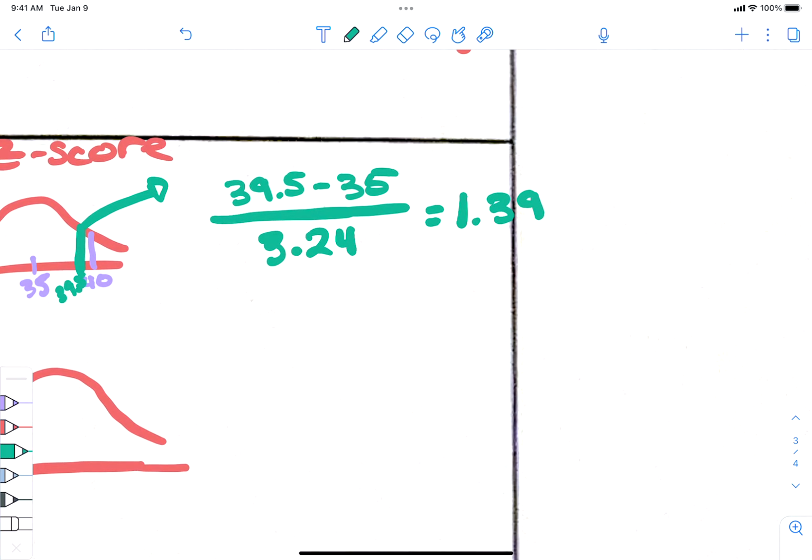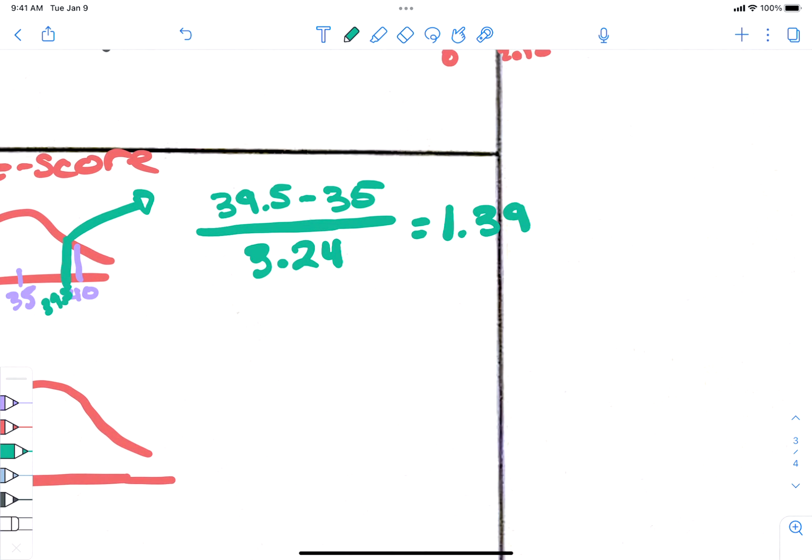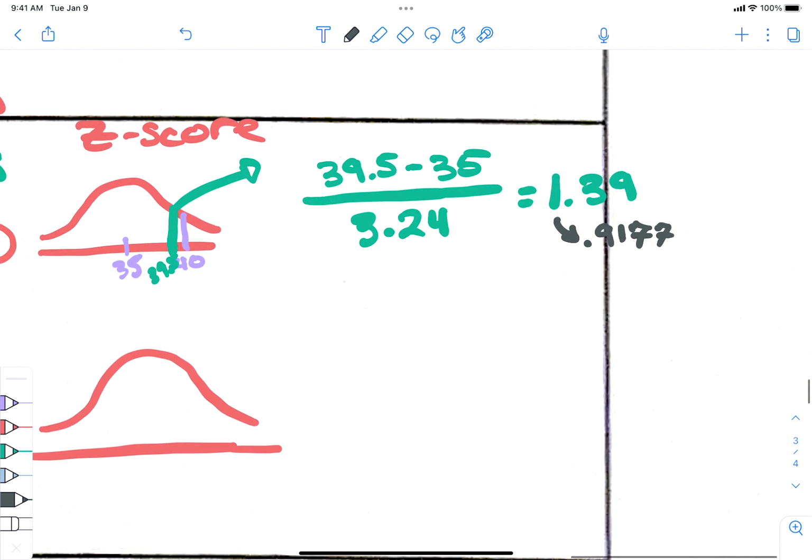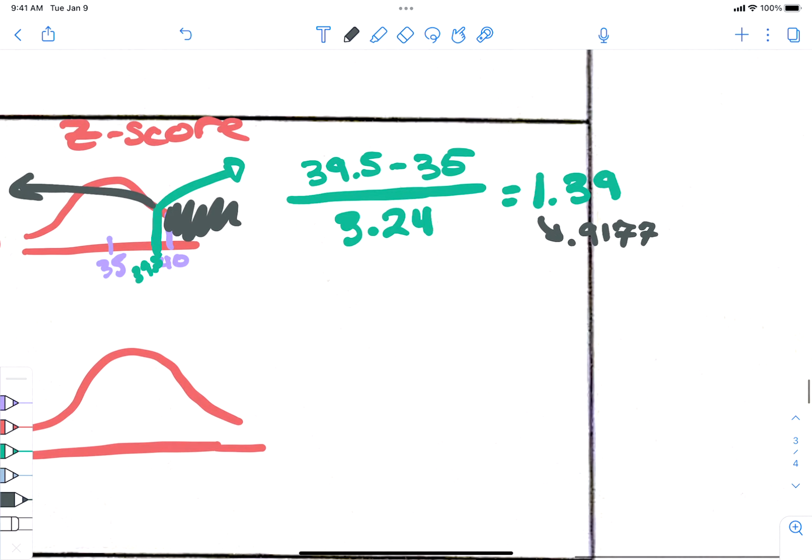Okay, last thing. We have to look them up in the chart, because if we didn't use the chart, then we didn't do it right. 1.39 is point what? 0.9177. If I look at this chart here, I can tell that 0.9177 is not the correct answer, because we're looking at this range here, and that is not the 91% proportion. The 91% is going to be back there, so we've got to do 1 minus. Don't forget to do that. Anytime you're going to the right, you have to do 1 minus.